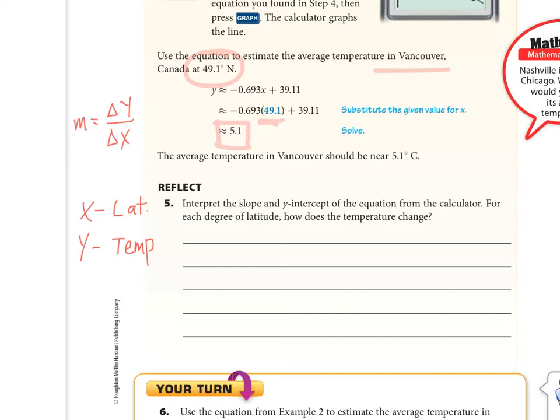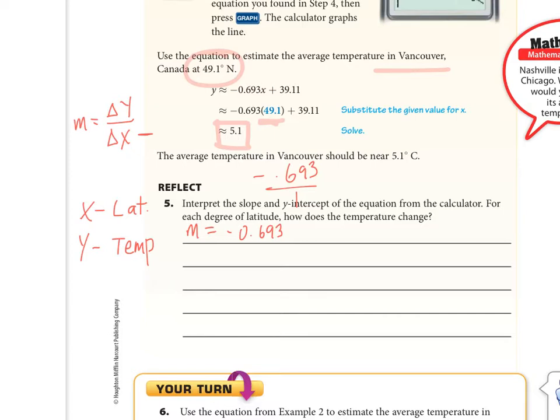That's y2 minus y1 over x2 minus x1. So when we get a slope of negative 0.693, you can think of that as a fraction, if you will. And I know this is the weirdest fraction you've ever seen, over 1. But you can think, for every 1 x value, my y value goes down 0.693.